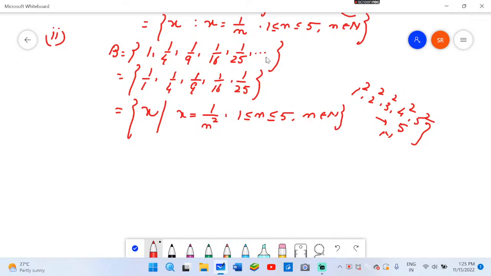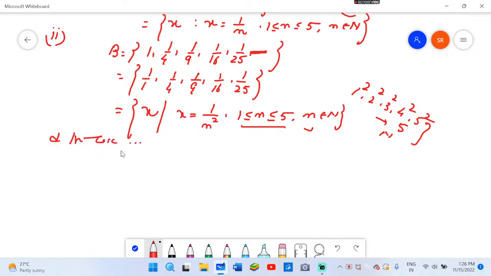So here there is one correction. These dots are put in the statement, but let us exclude these. I will use dots only for a finite set. I've stopped here. No dots, please. 1 by 4 up to 1 by 25. This will be the set.